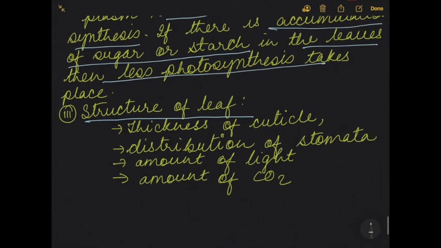And finally we come to the structure of a leaf. When we talk about the structure of the leaf, there is the cuticle, there are stomata, which are directly linked to the amount of light and carbon dioxide that enters the leaf. So the thickness of the cuticle, the number of stomata present in the leaf, and the size of the leaf influence the amount of light and carbon dioxide that enters the leaf. So the structure of the leaf is also one of the internal factors which affects photosynthesis.